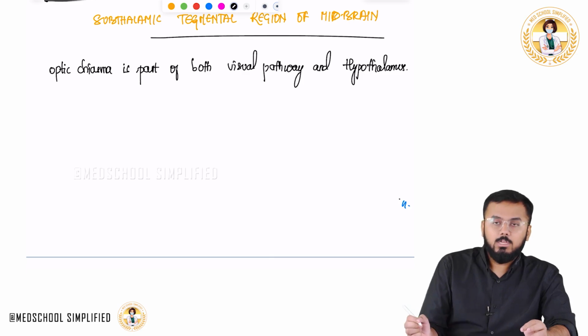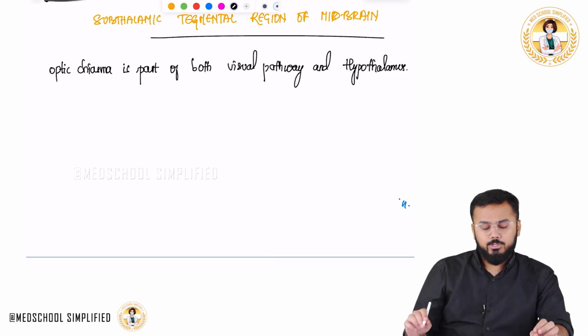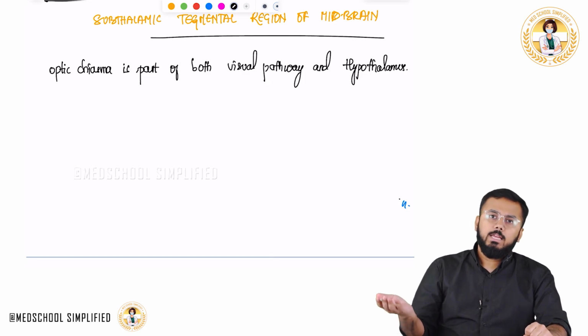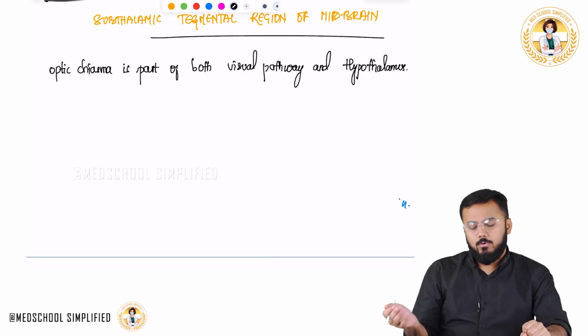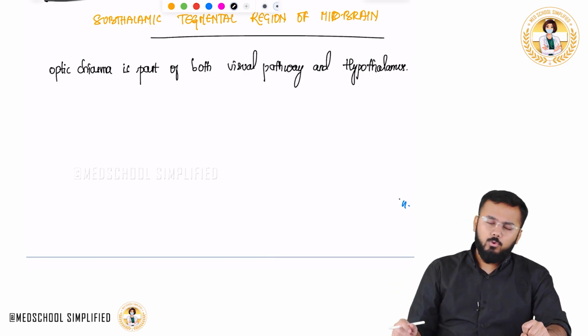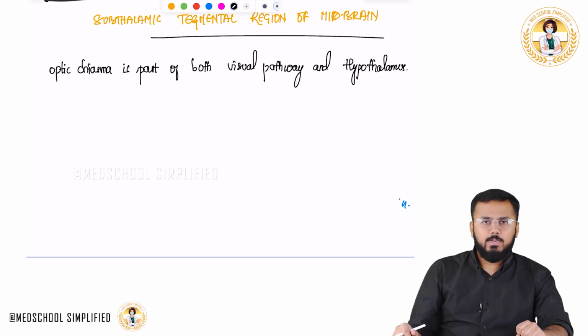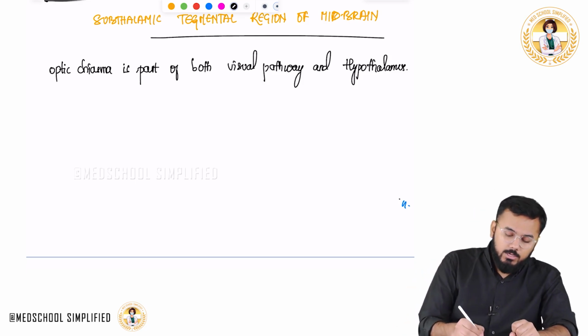How hypothalamus? What contribution is this optic chiasma giving in the hypothalamus? It is forming the floor of the third ventricle, or floor of the hypothalamus, right? Or the anterior part of the floor of the third ventricle, right? So this is an important statement.